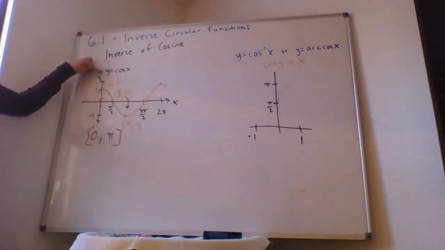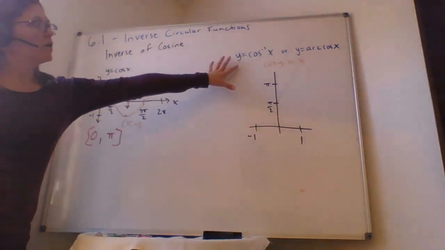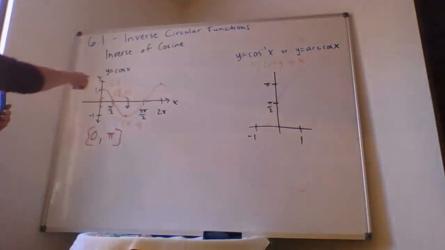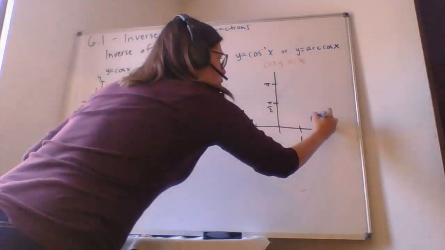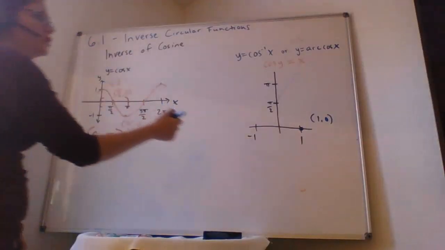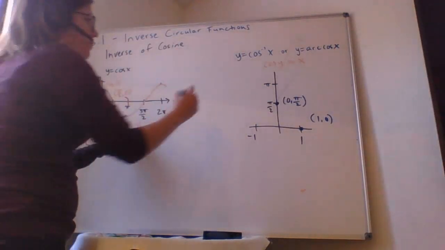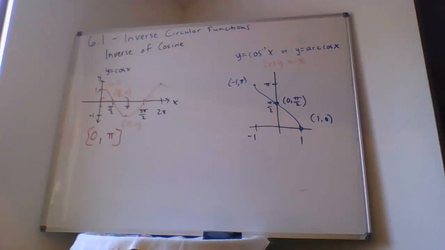Now we need to take the coordinates of the original function and switch them to give us coordinates of our inverse function. So (0, 1) will become (1, 0). (Pi over 2, 0) will become (0, pi over 2). And (pi, -1) will become (-1, pi). So this is the entire graph of y equals cosine inverse of x.